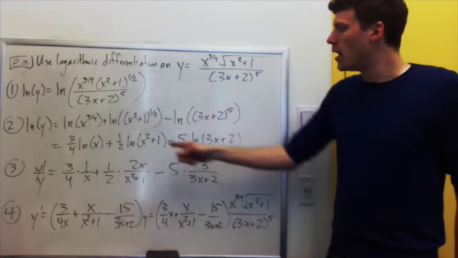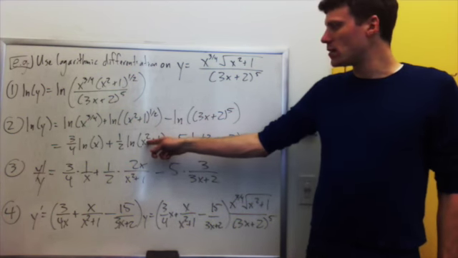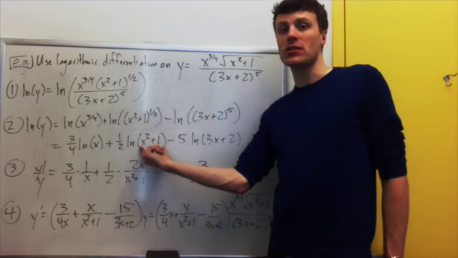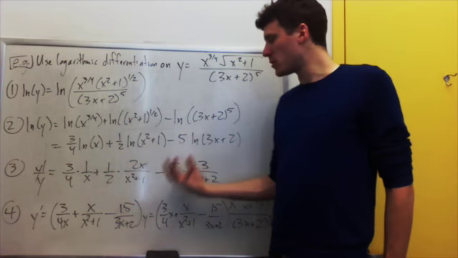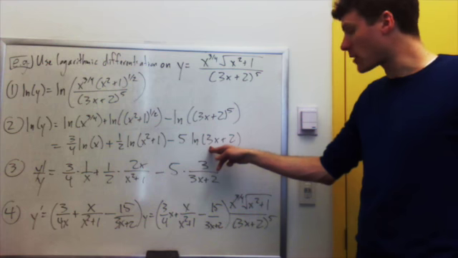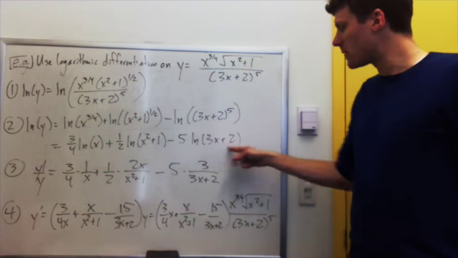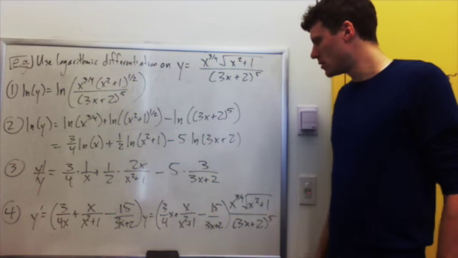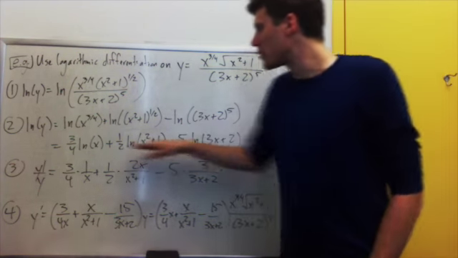I'm not going to pull out this 2 on x squared because the entire inside here is not a power now. It's x squared plus 1. The exponent is only on the x. Over here, I'm not going to pull out this 3 in front of the x because 3 is not a factor of the whole inside. It's only a factor of 3x. It's not a factor of 2. So this is good enough.